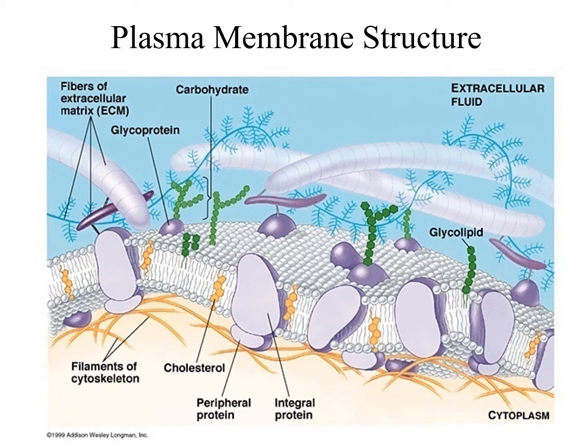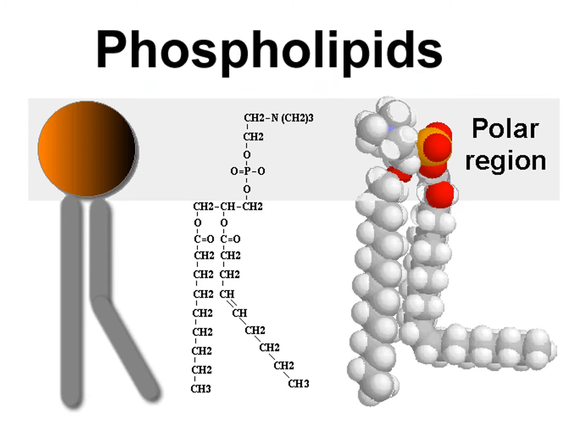All right, so let's take a look at a phospholipid more closely. Once again, you can see the polar region is the head, and these nonpolar tails down here form the inside of that plasma membrane structure. Of course they're nonpolar, and that means that they are hydro what? They don't like water, they're hydrophobic.